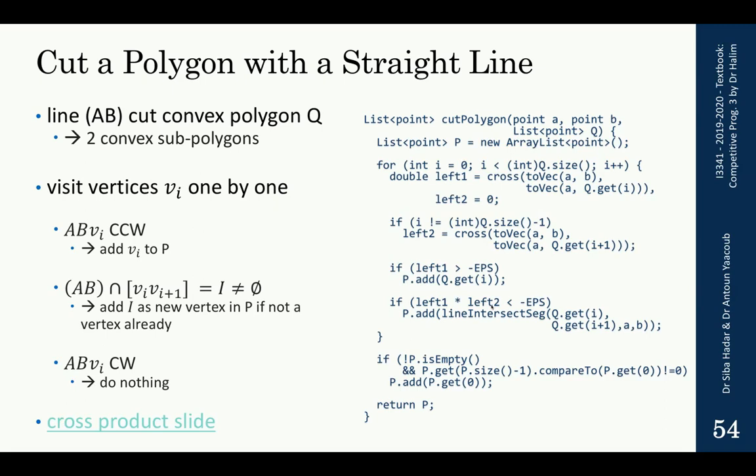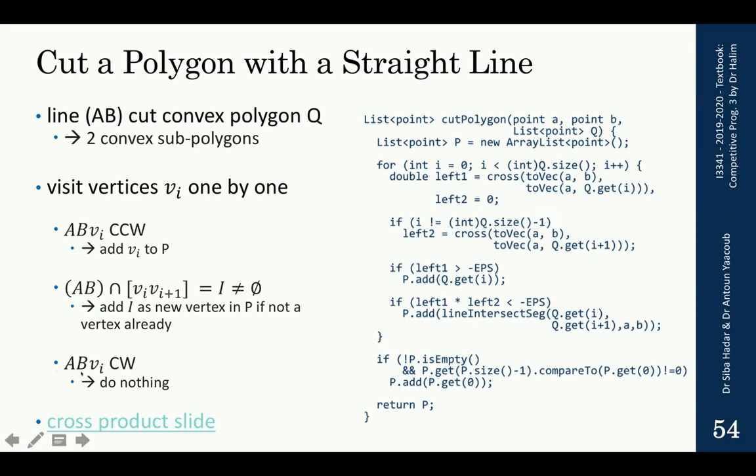It means that for the line AB, one of the vertices Vi and Vi plus 1 is on the left side and the other is on the right side of the line. And this means that they cross and that they intersect. In this case, I calculate the intersection, and this is the intersection calculation. The function was defined on the slide before, and I add it to P.